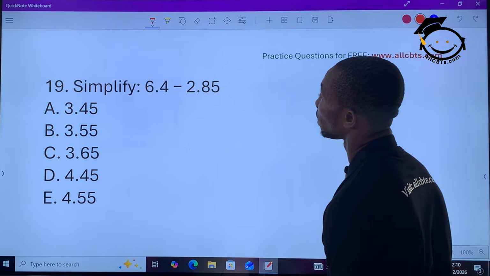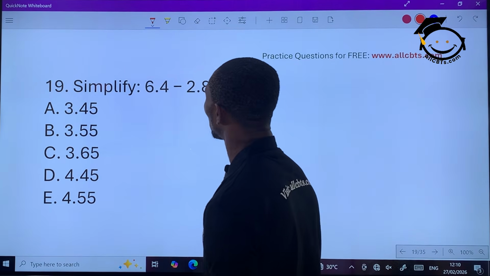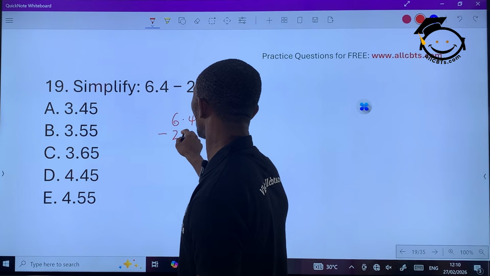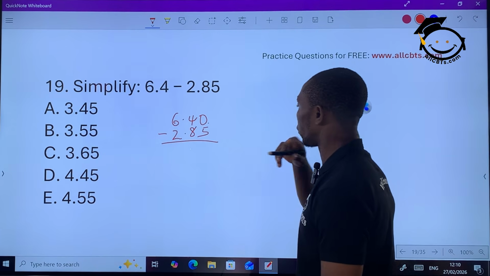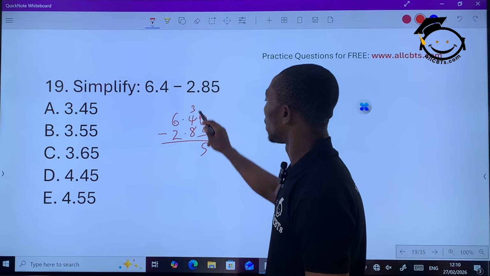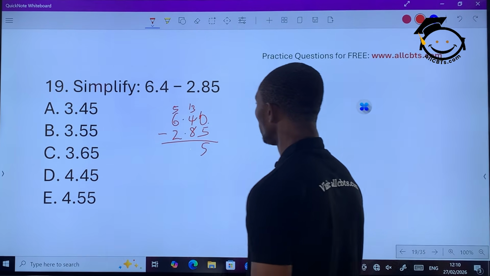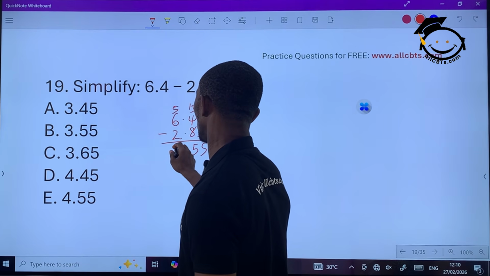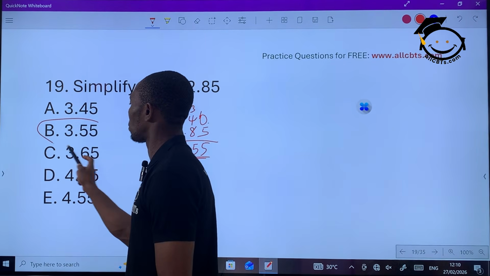Simplify 6.4 minus 2.85. So 6.40 minus 2.85. All right. So since 0 cannot subtract 5, we do what? Borrow 1, making this 3. Now 10 minus 5 gives us 5. 3 can't subtract 8. We borrow 1 from 6, making it 5. 13 minus 8 gives us 5. And 5 minus 2 gives us 3. So our answer becomes 3.55.